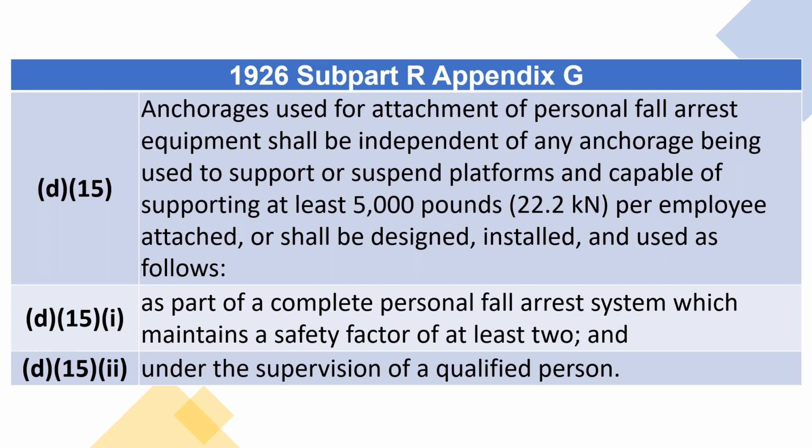D.15. Anchorages used for attachment of personal fall arrest equipment shall be independent of any anchorage being used to support or suspend platforms and capable of supporting at least 5,000 pounds (22.2 kN) per employee attached, or shall be designed, installed, and used as follows: D.15.1 through D.15.2, as part of a complete personal fall arrest system which maintains a safety factor of at least 2, and under the supervision of a qualified person.